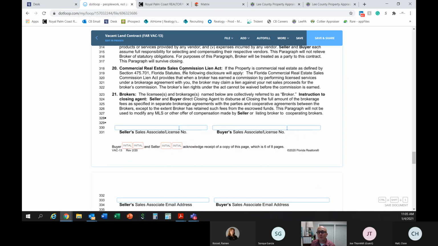Okay. Commercial Real Estate Sales Commission Lien Act. If the property is commercial real estate as defined by Section 475.701 Florida Statutes, the following disclosure will apply. The Florida Commercial Real Estate Sales Commission Lien Act provides that when a broker has earned a commission by performing licensed services under a brokerage agreement with you, the broker may claim a lien against your net sales proceeds for the broker's commission. The broker's lien rights under the act cannot be waived before the commission is earned.